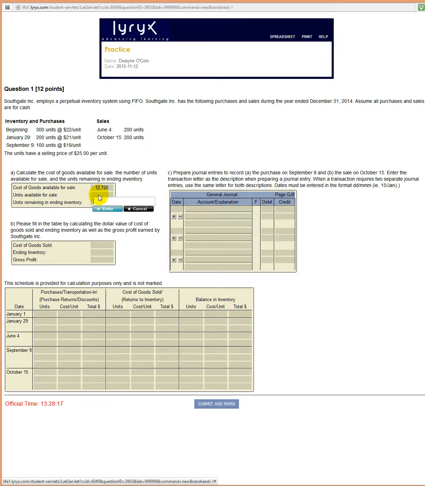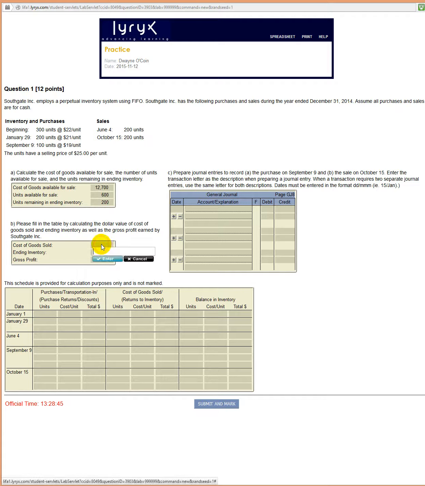The units available for sale is just the 300 plus the 200 plus the 100. And if we take those units and subtract the two sales, one for 200 and another for 200, we end up with 200 units remaining in ending inventory. So the units available for sale, 300 plus 200 plus 100, is beginning inventory plus purchases. Take that and subtract the two sales, and that's how much is left in ending inventory.